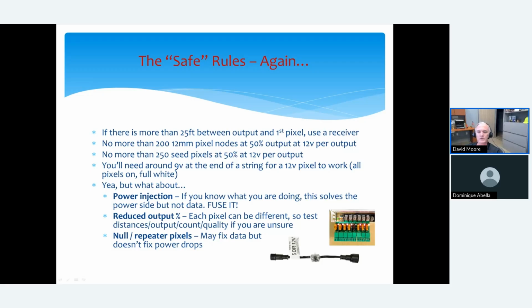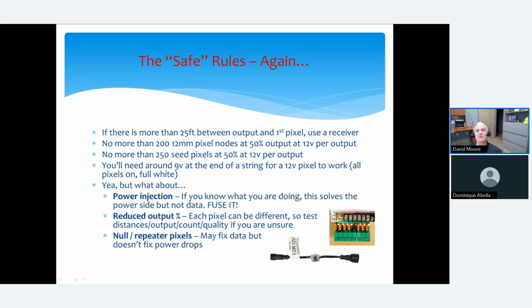We support our seed pixels. This, again, will all vary. 250 seed pixels at 50% 12 volt output. And when we say those numbers, we're saying 50% reduced because you can go into xLights and change the output percentage. And that just caps the amount of power that any given pixel can consume.